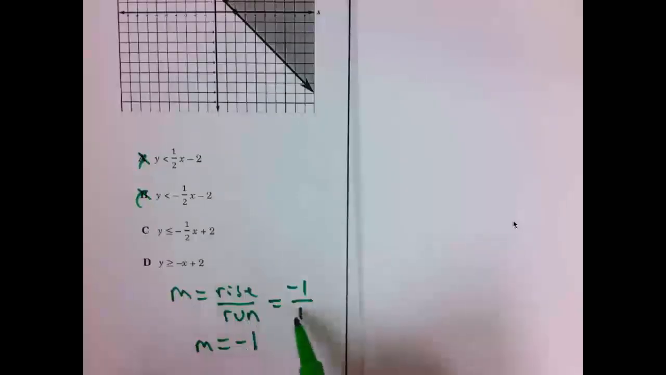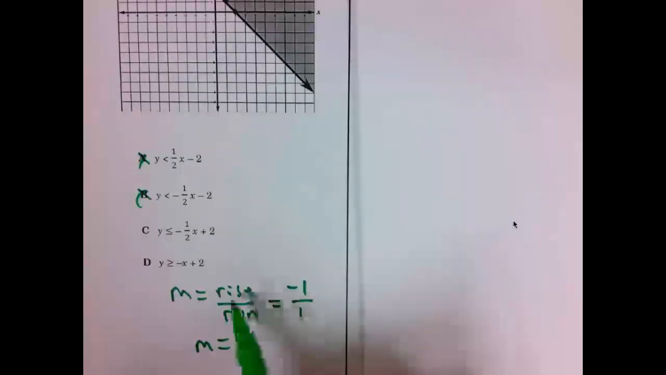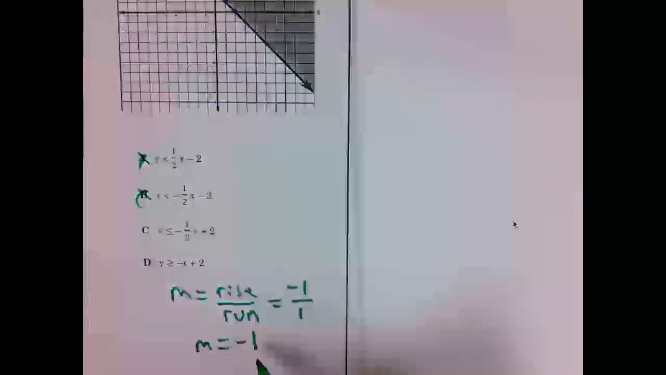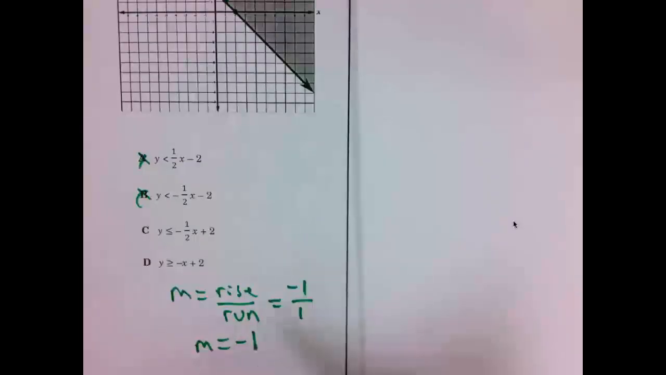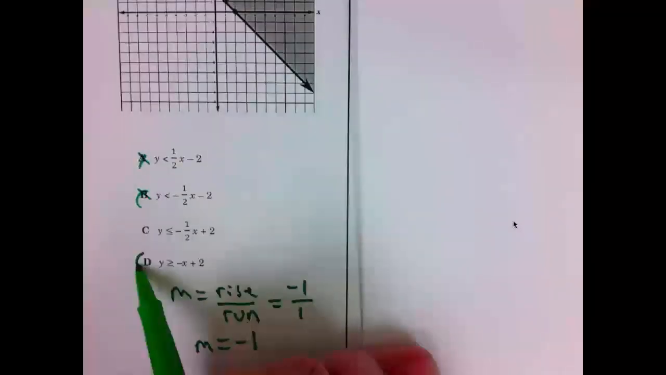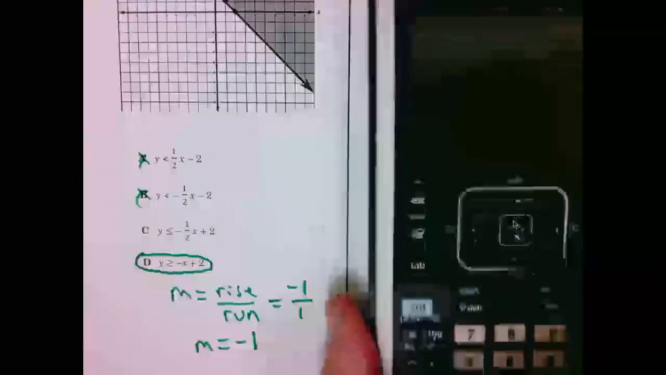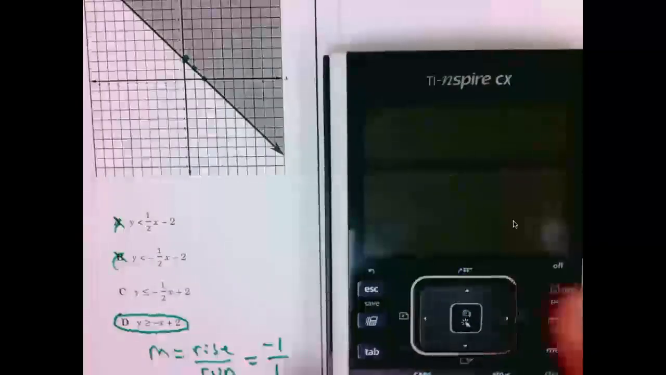Our run was 1 to the right. Our rise is 1 down. Again, we look at that. Right 1, down 1. Right 1, down 1. Our slope is negative 1. So the correct answer is D. We can also graph this inequality and see that it does match up with our picture here.